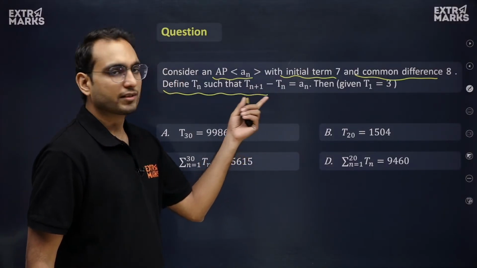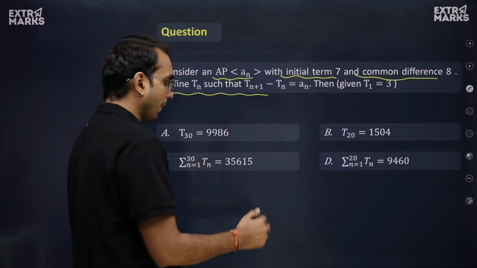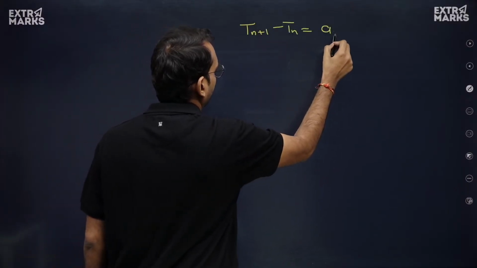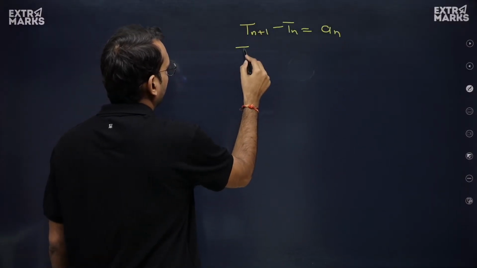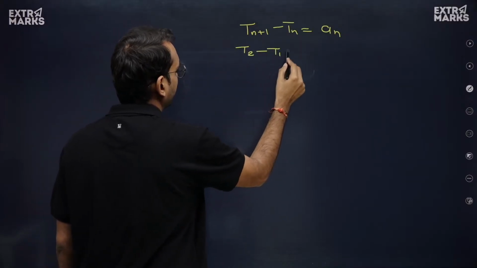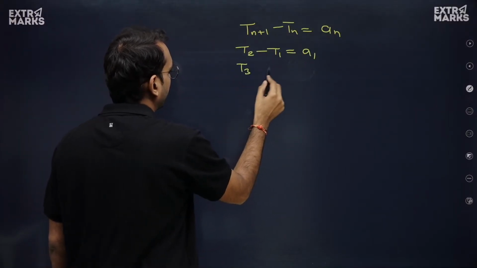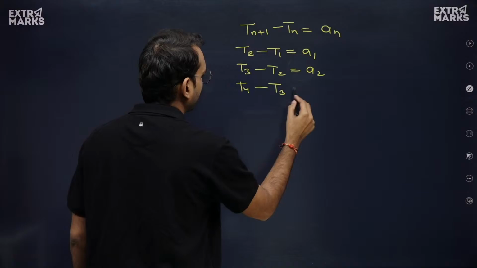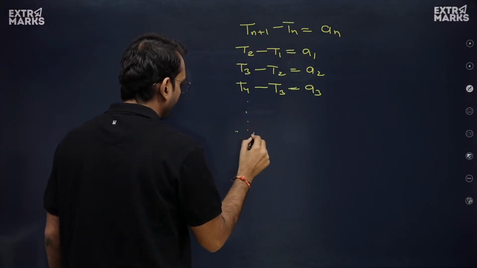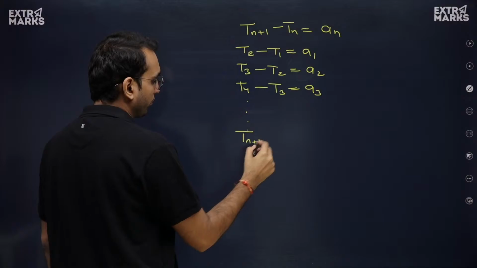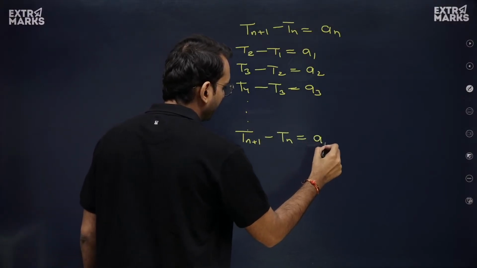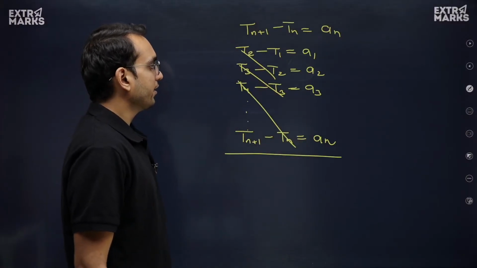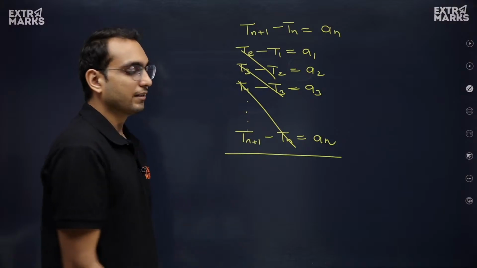Can you see a telescopic series will be formed, Tn plus 1 minus Tn. So we'll just quickly do this quotient is equal to An, right? So when I put n equals 1, T2 minus T1 is A1, T3 minus T2 will be A2, T4 minus T3 will be A3, till n. So Tn plus 1 minus Tn will be An. Can you see the telescopic series? The terms will get cancelled when we add that.